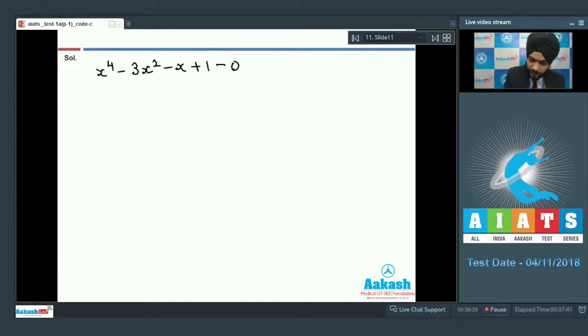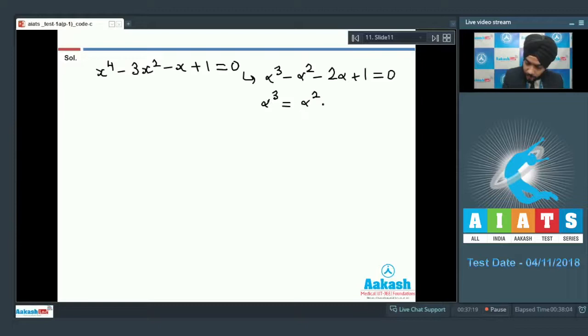I have to check whether alpha is a root or not. I know that alpha cube minus alpha square minus 2 alpha plus 1 is equal to 0, because alpha is the root of the given cubic equation. What is the value of alpha cube from here? Alpha square plus 2 alpha minus 1. Multiply by alpha. Alpha power 4 equal to alpha cube plus 2 alpha square minus alpha.